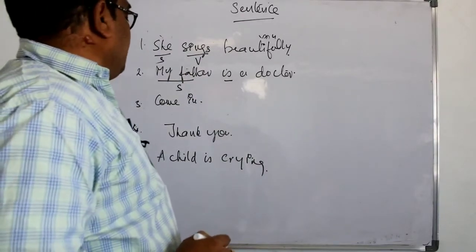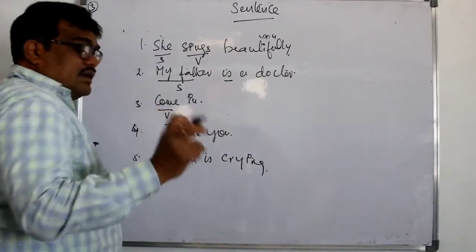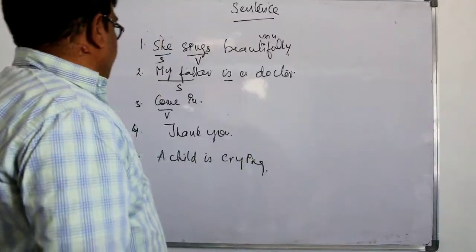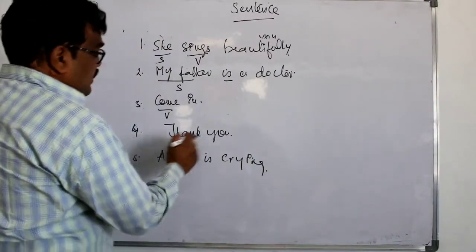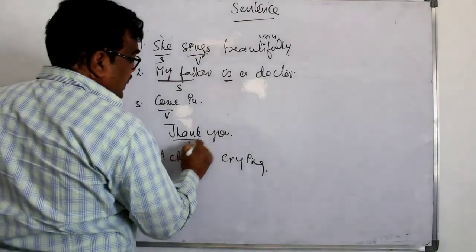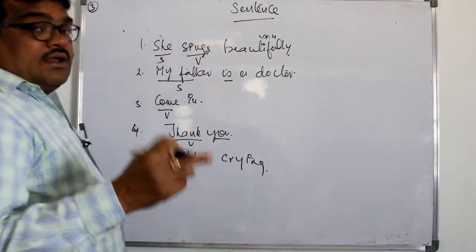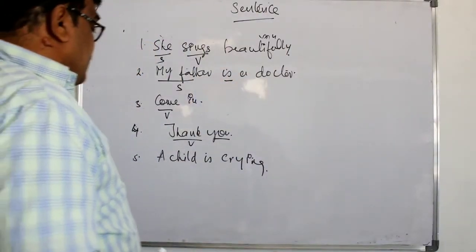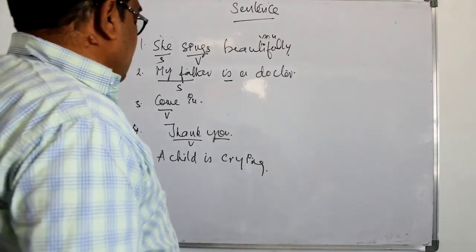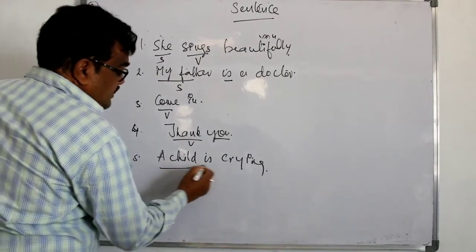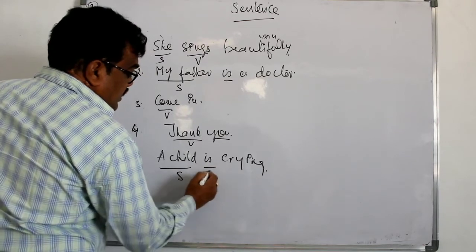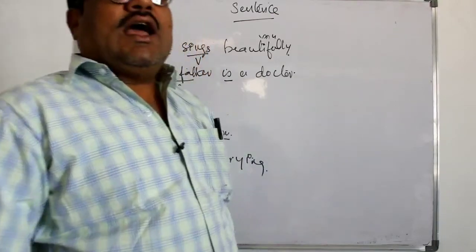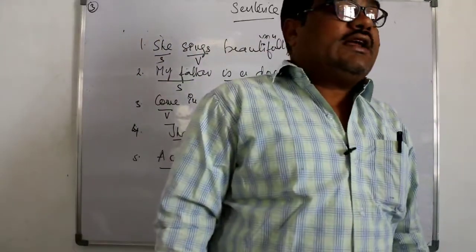Next we do have: Come in. Come is the verb. Here the subject is not given but it is implied as you. Next we do have: Thank you. Thank is the verb and you is the object. Here the subject is not given but it is implied as I. And the fifth one is: A child is crying. A child is the subject, is is the verb.